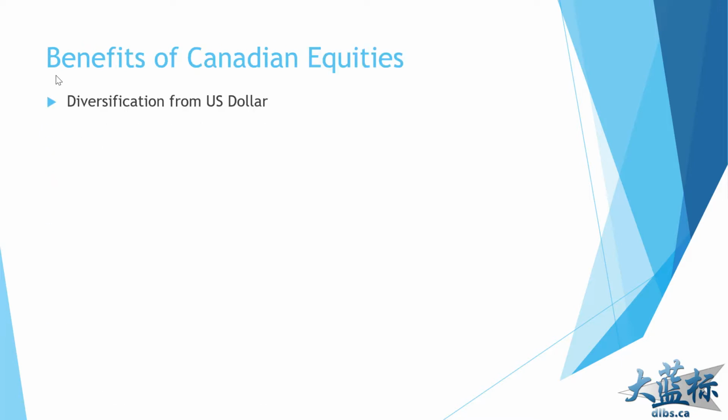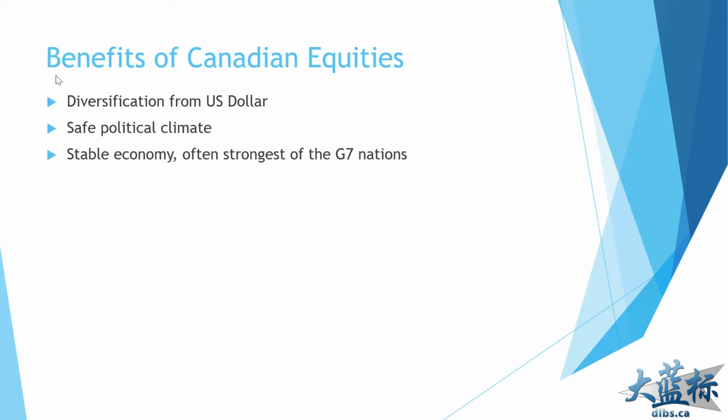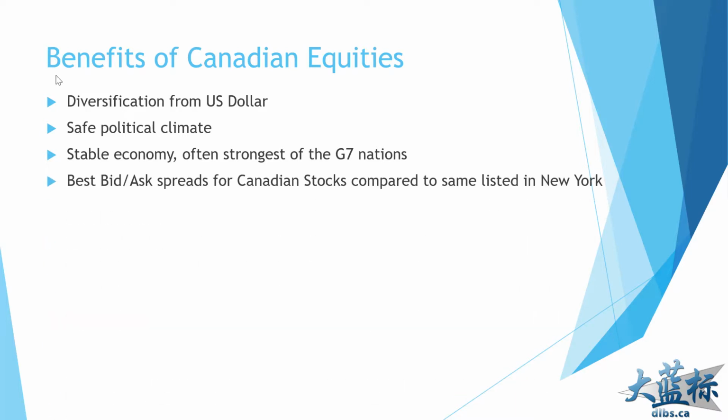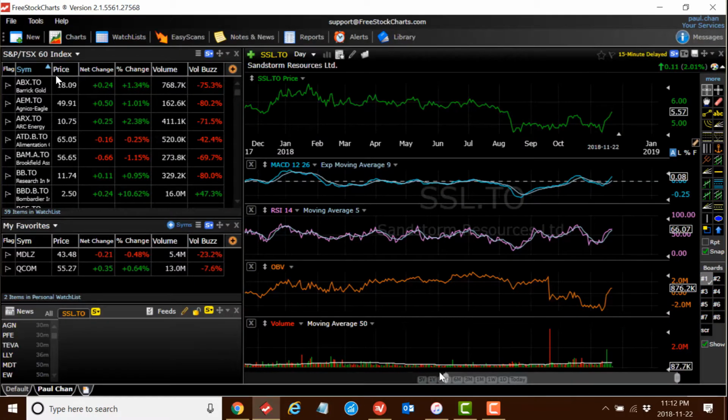And again, we're using Canadian equities as examples, but these strategies are used universally around the world in different markets. But Canadian equities have a great diversification from US dollars. There's a safe political climate, stable economy, much better bid-ask spreads for Canadian stocks compared to dual listed on the US exchanges, popular companies that you would have heard of. So let's start today's example.